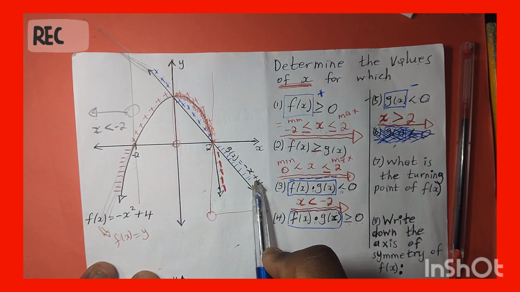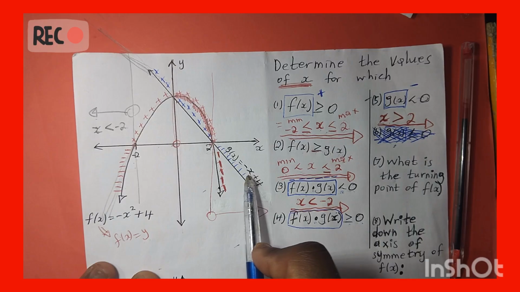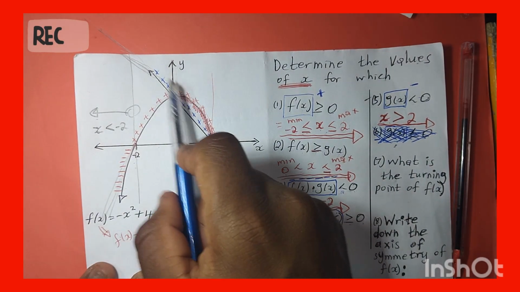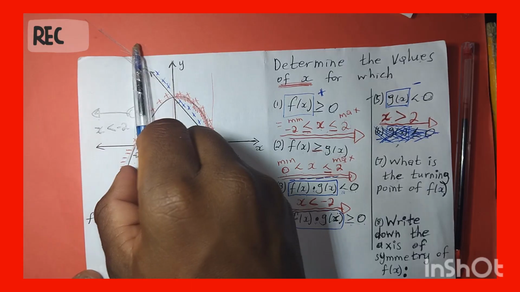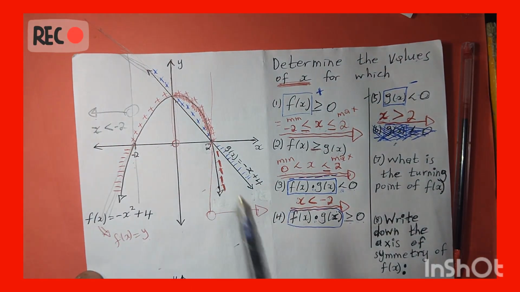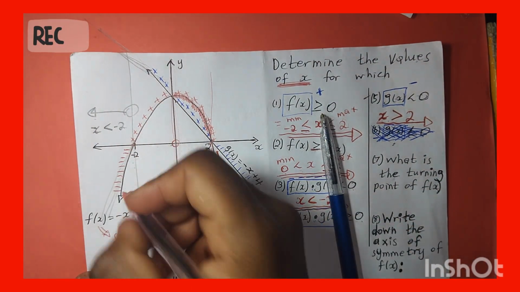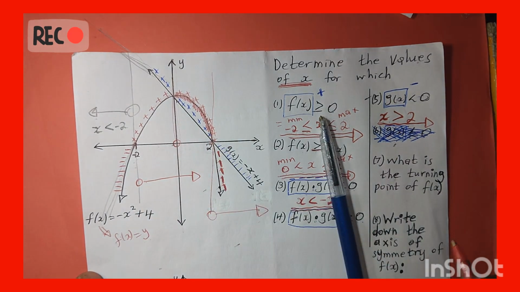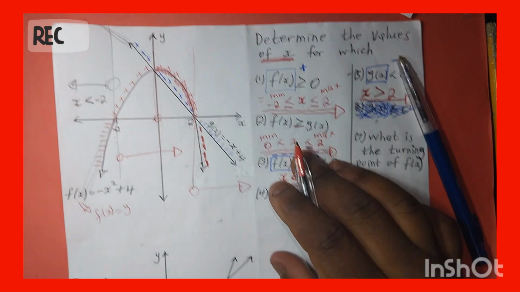If you notice, from here, these graphs are positive. They have the same sign here. Even here, they have the same sign. Even here, they have the same sign. But going there, they have different signs. Meaning that starting from here, going that side, those graphs will have the same sign. Meaning this is how you will conclude.